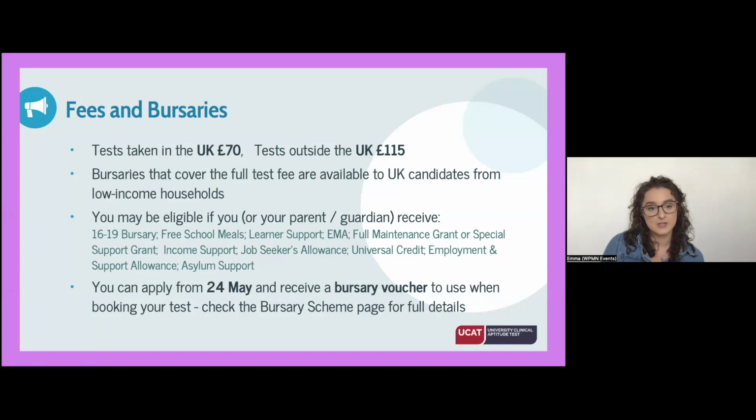The test, as you all hopefully know, does come with a fee. So in the UK, it's £70. You may be eligible for a bursary to cover this cost. So all of the criteria for this is available on the UCAT website. So for example, if you get any the 16 to 19 bursary or the AMA up in Scotland, anything like that, make sure you just have a wee look to see if you would be eligible to have that covered.